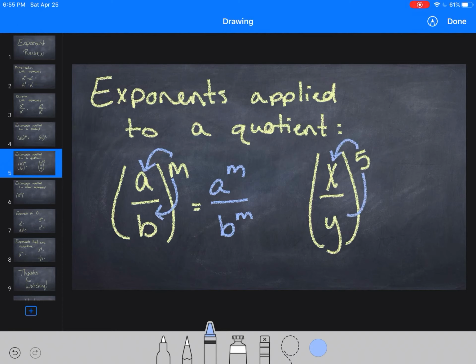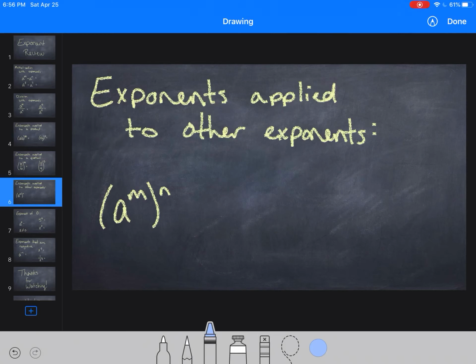If we had a problem that said x divided by y, all in parentheses, raised to the 5th power, we would have to remember to distribute that 5 as an exponent to the top part of the fraction and the bottom part of the fraction. So we would end up with x to the 5th divided by y to the 5th.